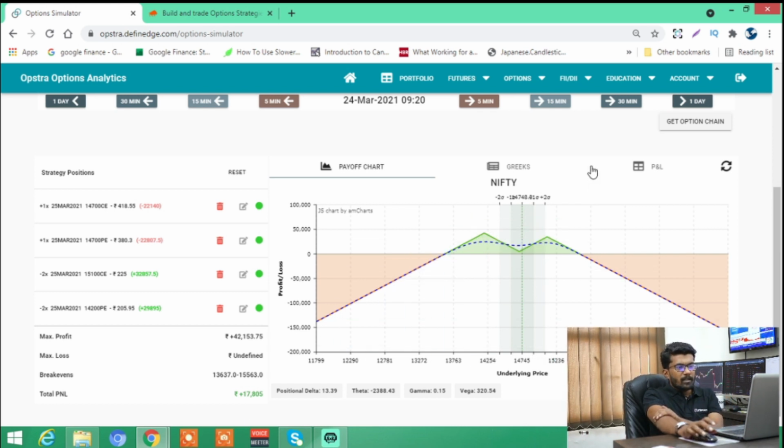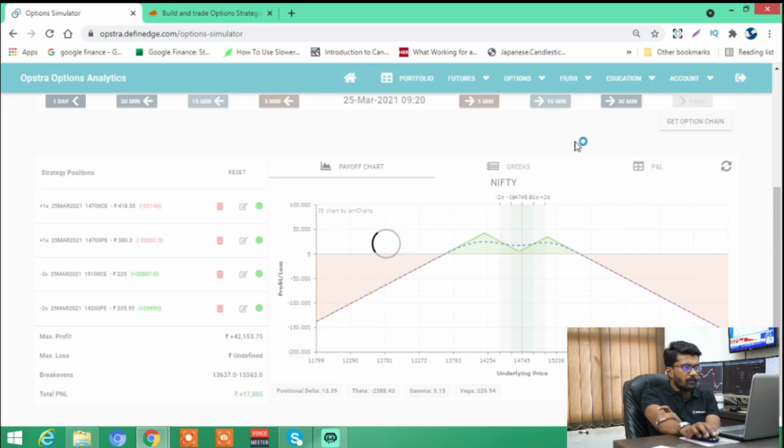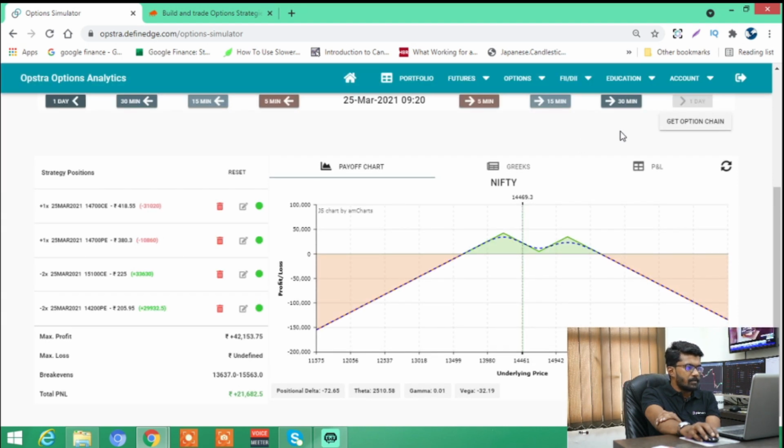Market hasn't moved anywhere on an end to end, close to close basis. In the March series, if you want, I will show the chart also. Market hasn't moved anywhere. It was where it started on the 1st of March, around 14,700 only. On the 25th, the last day of the March series, 21,682 is the profit of this strategy in the month of March.